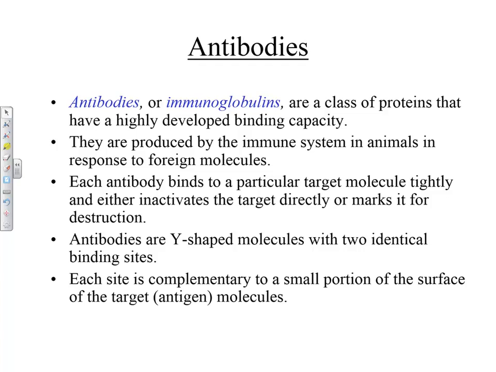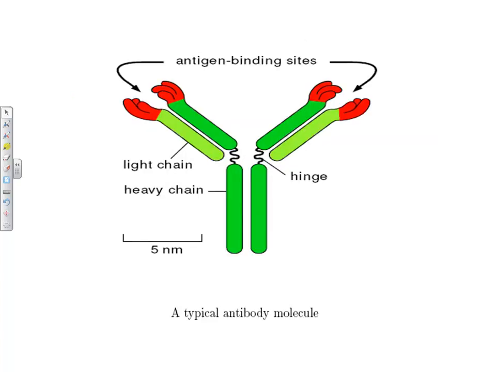Now antibodies are Y-shaped molecules, and I'm going to show you a picture in a minute, with two identical binding sites. Each site is complementary to a small portion of the surface of the target antigen molecule. So you look here, this is what a typical antibody will look like. It's a Y-shaped molecule. There are two heavy chains, this is a peptide chain, and two light chains here. But the shape is like a Y.